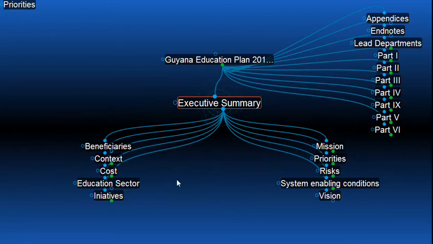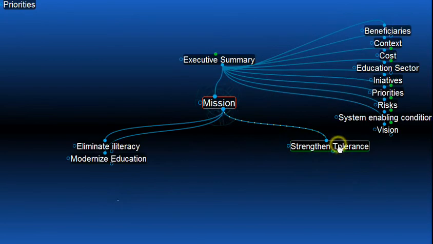Now, having said that, let's look at the executive summary. We know that it has certain elements. It has a vision, mission, priorities, risks, system enabling conditions, who are the beneficiaries, the context, the cost, education sector, and initiatives. You might want to look at the mission. The mission is to eliminate illiteracy, modernize education, strengthen tolerance. You note that these terms are aspirational levels. They are not quantified in the education executive summary.